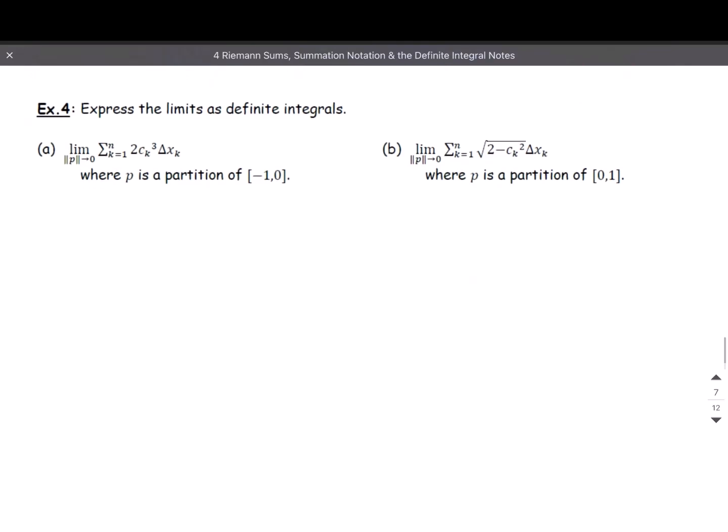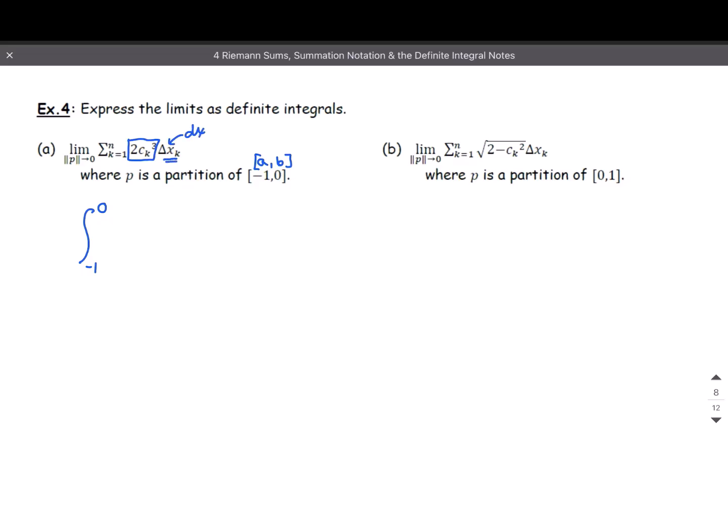Now, we're going to start with some easy ones. We're going to express the limits as definite integrals. So here's the limit as the norm of the partition heads to 0 of the summation as k goes from 1 to n of 2c sub k cubed delta x sub k. So now remember, when we write this as an integral, we go from a to b, and that's the length of our intervals. So the integral from -1 to 0. We need to find f of x. The delta x, remember, is our dx.